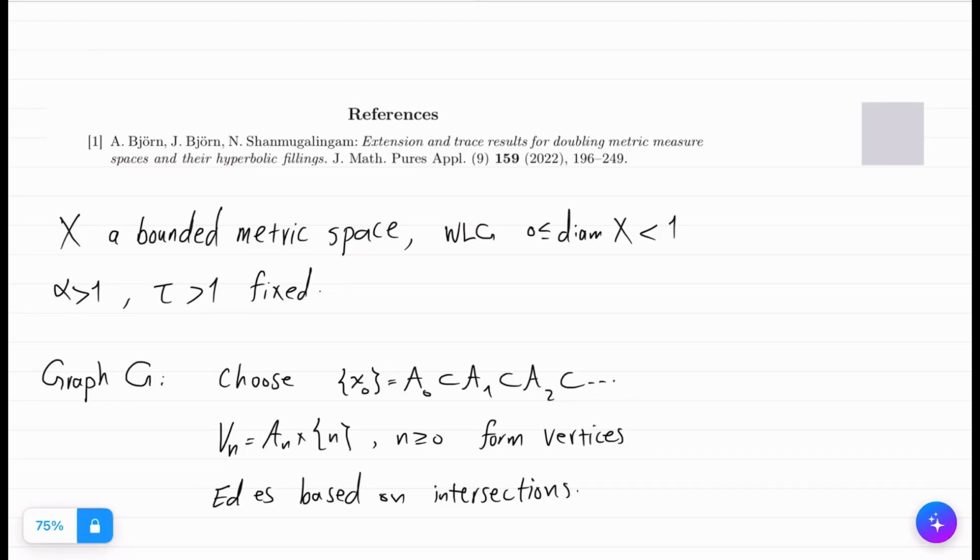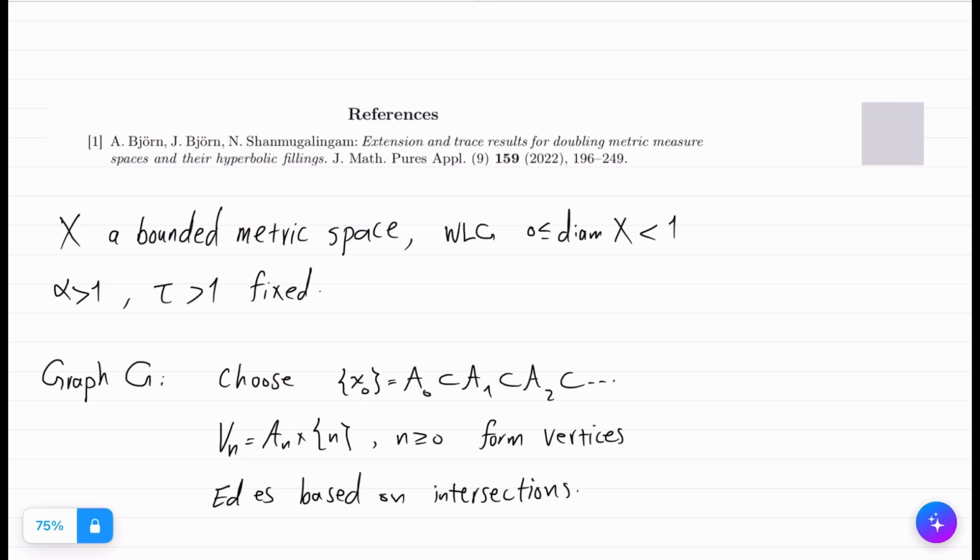My reference for the hyperbolic graph construction and many of the claims and lemmas about it is the paper on the screen by Bjorn and Shammeglingem. It's a beautifully written paper. The first 5 chapters can be read by any first-year graduate student, basically. And my conventions and notation are mimicking that, except they use Z for the space they begin with.